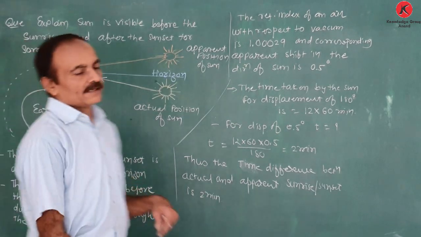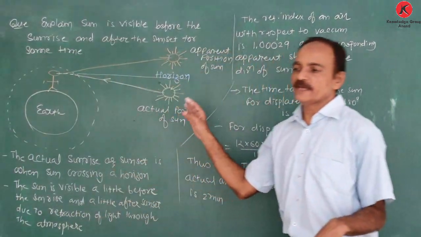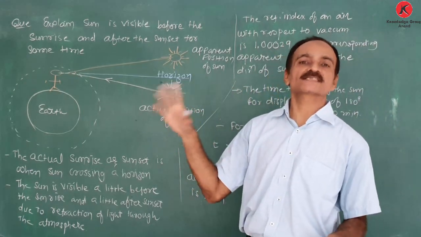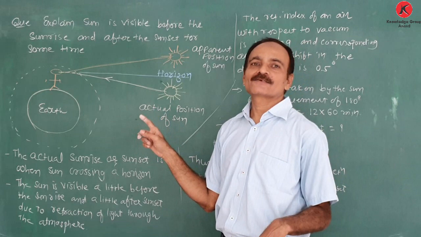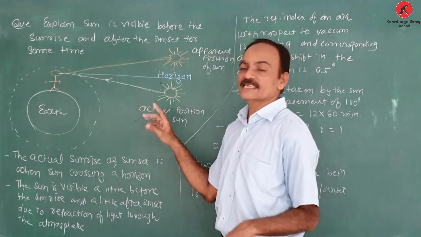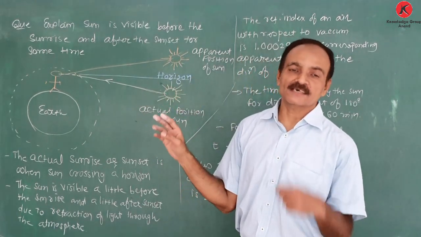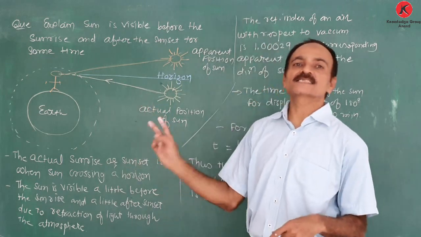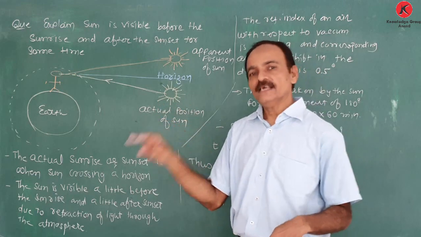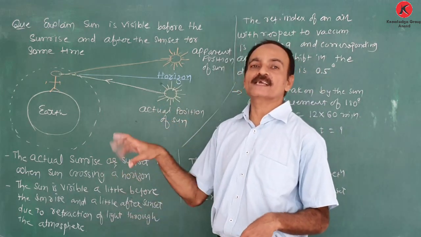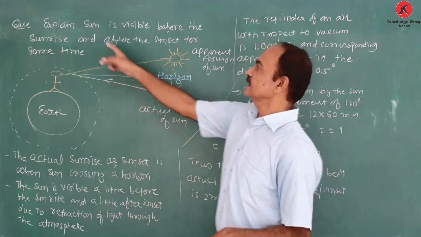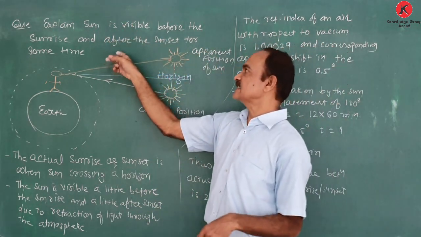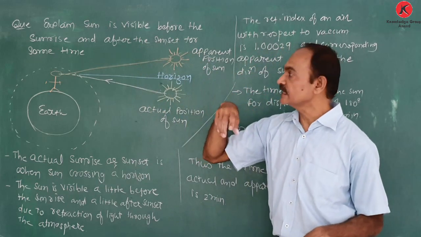After the numericals, this type of phenomenon is shown in our daily life. When we see the sunrise or the sunset, we are not seeing it at the actual time, because the sunrise is experienced by us 2 minutes earlier, and the sunset is also experienced 2 minutes later than the actual time. For that purpose, they explain the sun is visible before the sunrise and after the sunset.